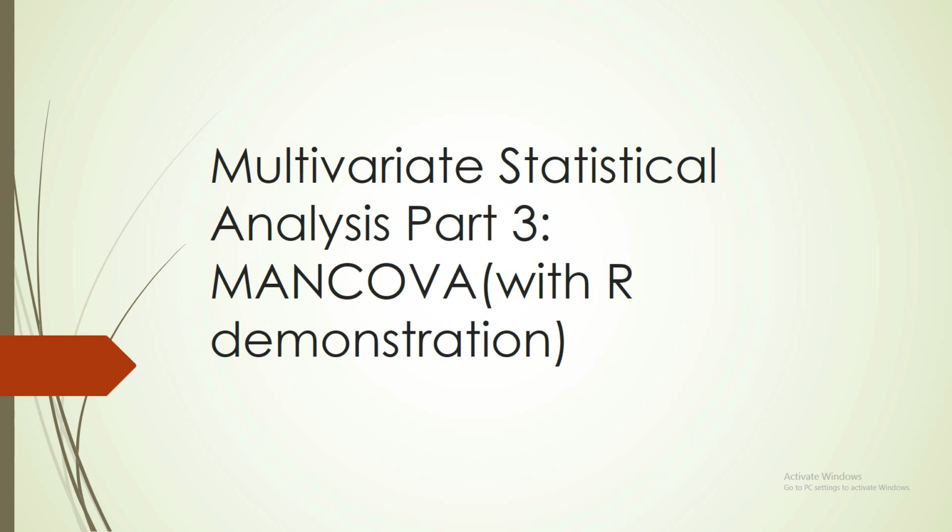Last time we discussed MANOVA, where we compared joint means of multiple variable outcomes between a group variable with more than two groups. Today we are going to discuss something that's a slight modification of the MANOVA called the MANCOVA.